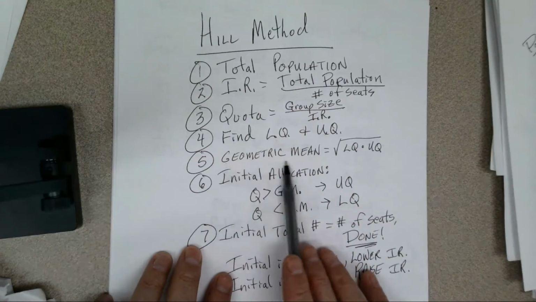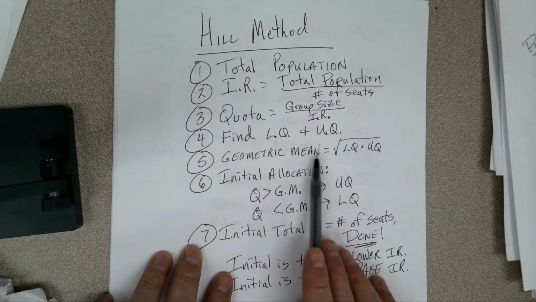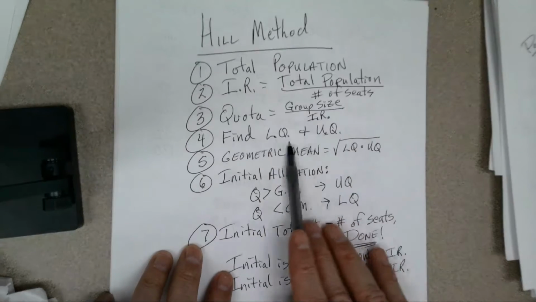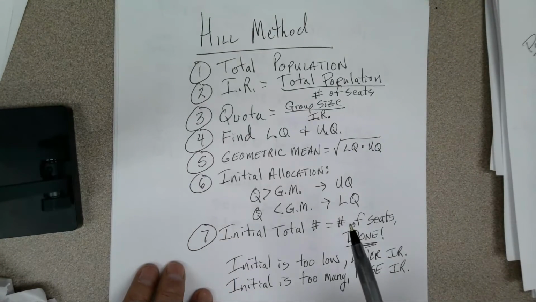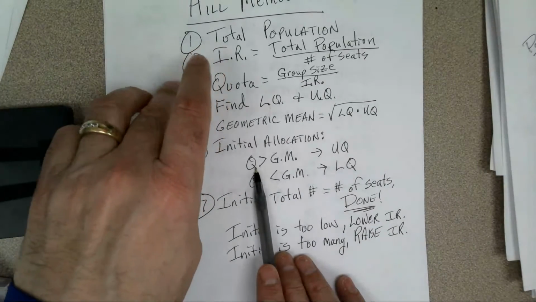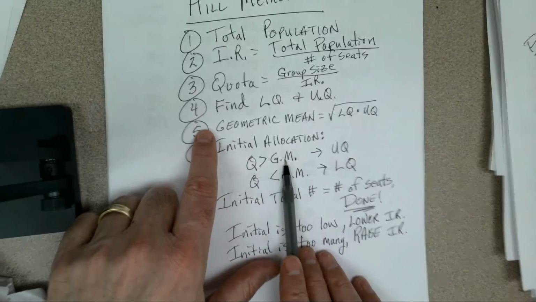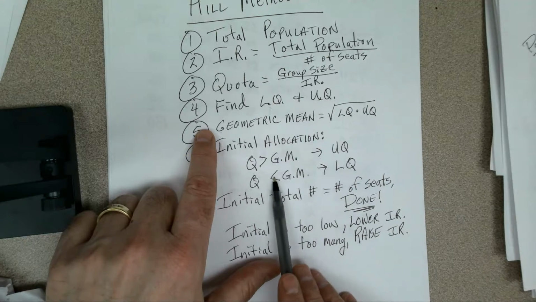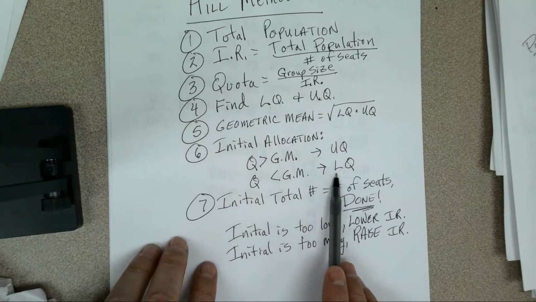Okay? And then you take the geometric mean. This is a geometry term, actually. So geometric mean is something you should have done with right triangles and things. And so all geometric mean is, I'm going to multiply these two quotas and then take the square root. It's not the arithmetic mean, it's the geometric mean. All right, and so my initial allocation then, I go back to the original quotas in step 3. I look at those, and I compare it to whatever I got in step 5, geometric mean. If quota is greater than, then I allocate upper. If quota is less than geometric mean, I allocate the lower quota. Okay, that's my initial allocation.